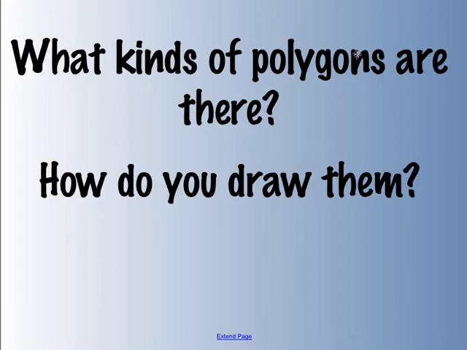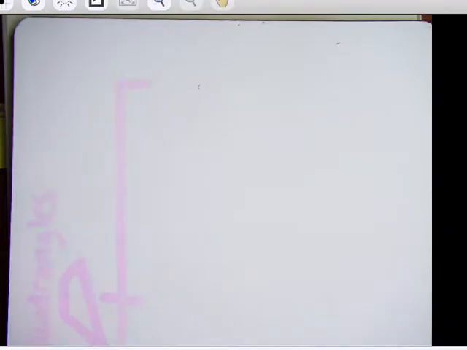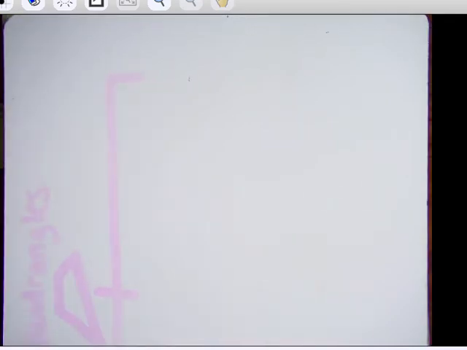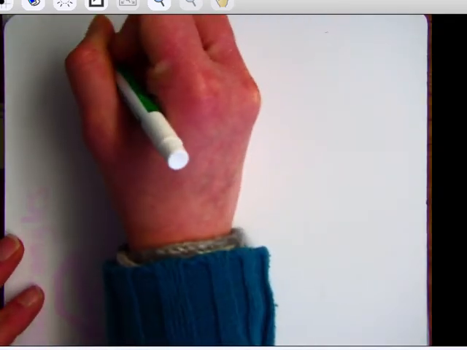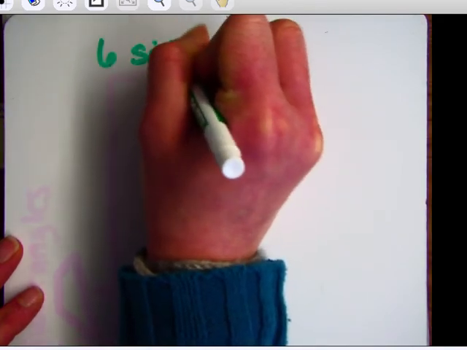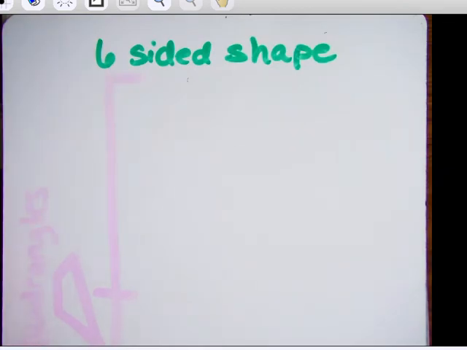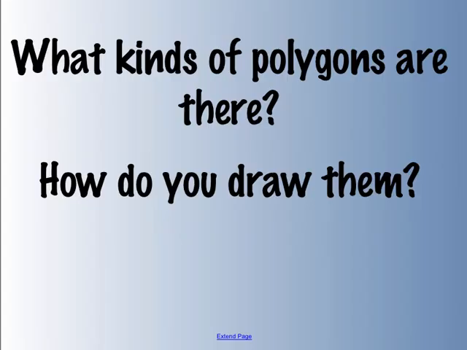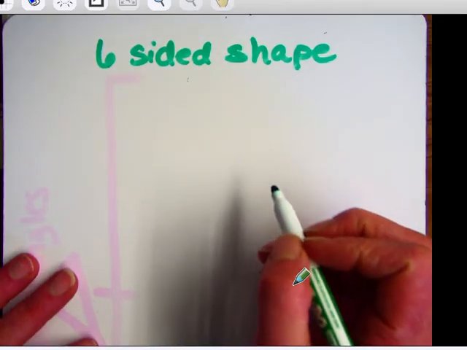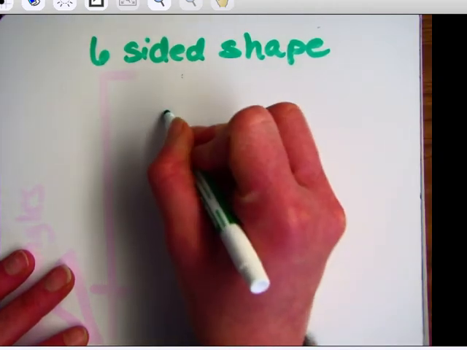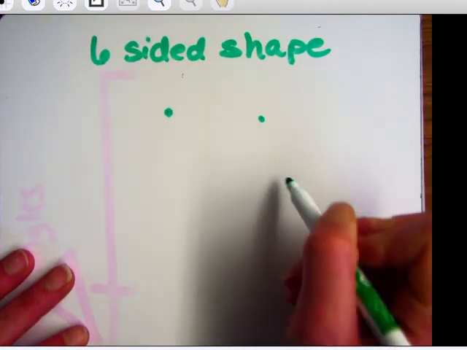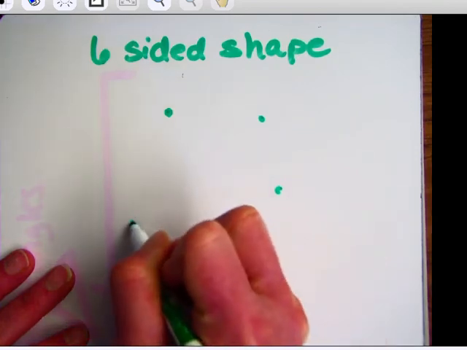What kinds of polygons are there, and how do you draw them? Once again, remember that we can name polygons by the number of sides or angles that they have. So I'm going to switch over to my Elmo here, and I'm going to draw a 6-sided shape. If you look at your little cheat sheet once again, that would be a hexagon that we talked about before. So I'm going to draw 6 points because it will have 6 angles and 6 sides.